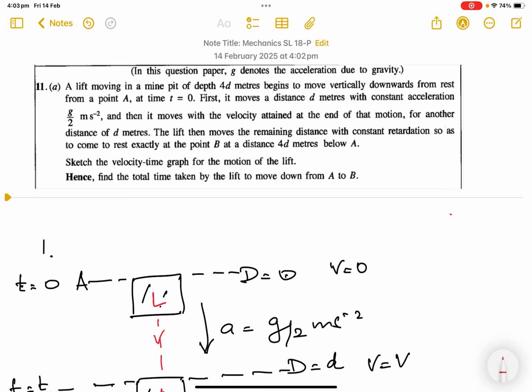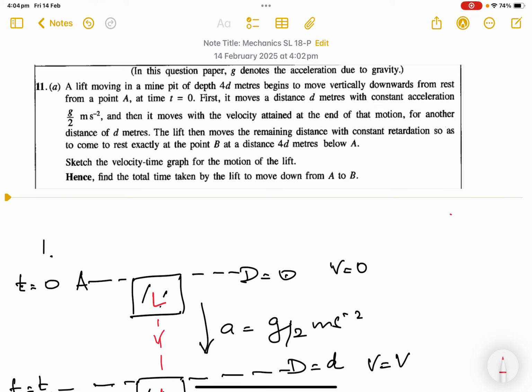A lift moving in a mine pit of depth 4d meters begins to move vertically downwards from rest from a point A at time t equals 0. First, it moves a distance d meters with a constant acceleration half g meters per second squared. And then it moves with the velocity attained at the end of the motion for another distance of d meters.